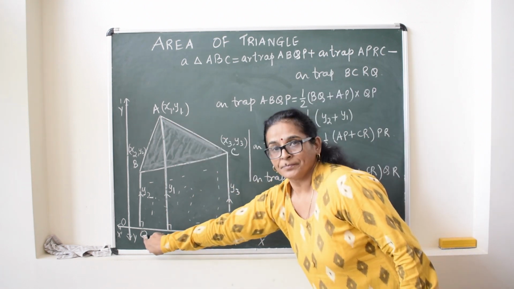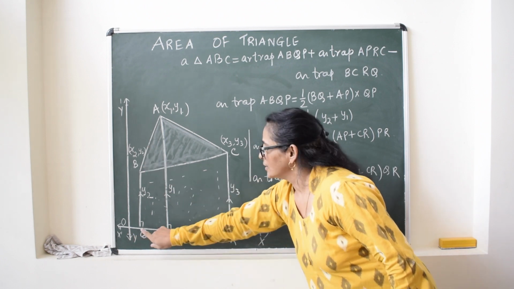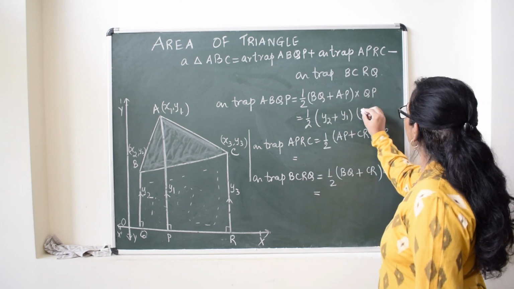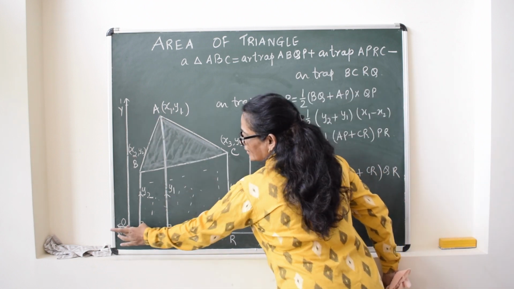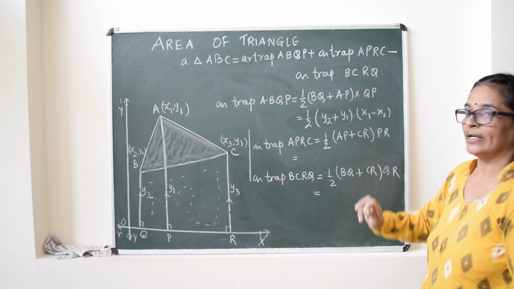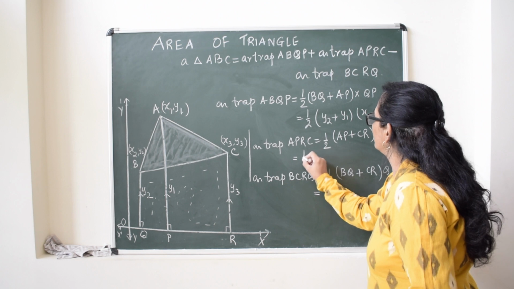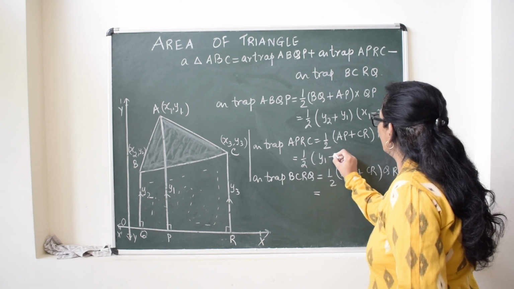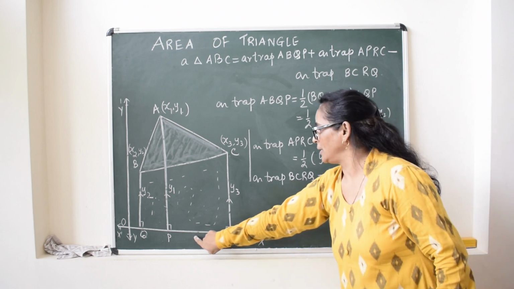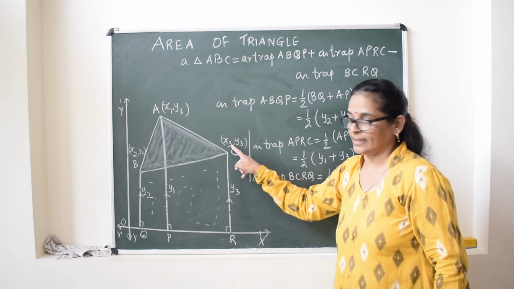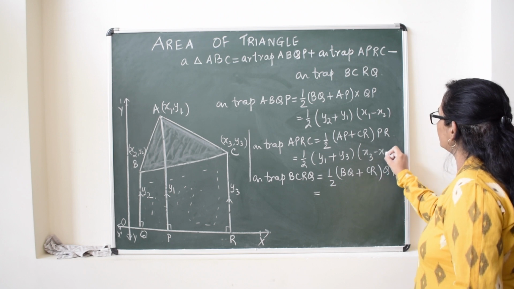Now look at this QP. This QP is the distance along the x-axis, so QP will be equal to x1 minus x2. Till here it is x1 and minus this x2. Similarly, we will find out the area of another trapezium, AP, that is y1. So half into y1 plus CR, which is y3. Now look at this PR. PR will be total: till here it is x3, till here it is x1. So this PR will be x3 minus x1.